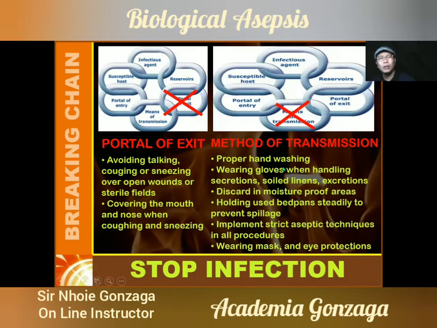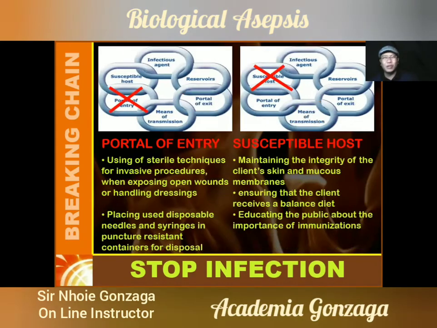Next, mode of transmission. For example, the mode of transmission is touching of one person to another. So before touching, you wash your hands first. Therefore, the microorganisms are already taken by the soap and the water that you use when you hand wash. So if you hand wash before touching another person, you are safe from the transfer of microorganisms.